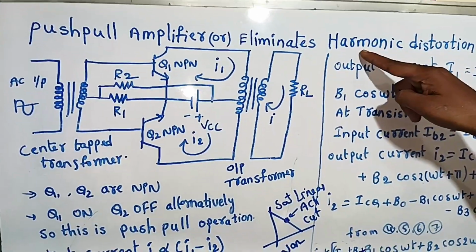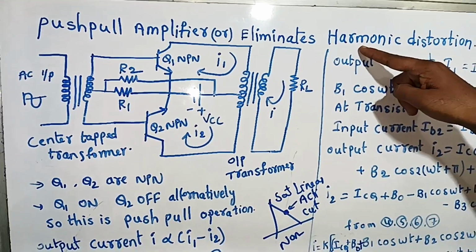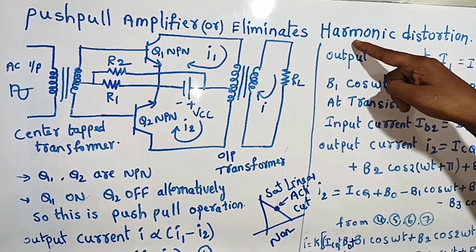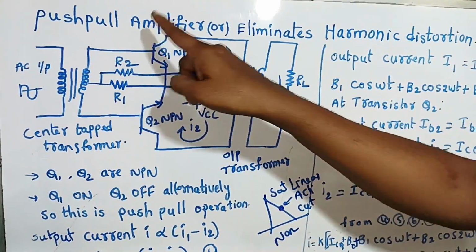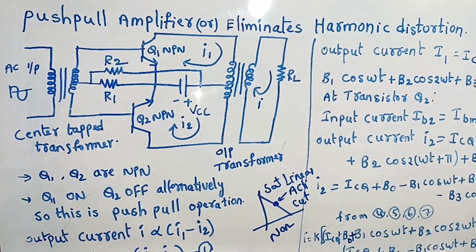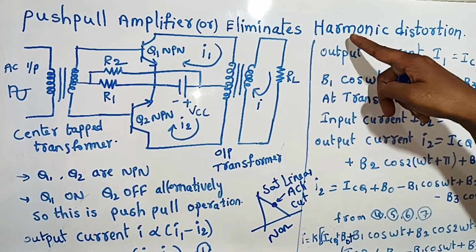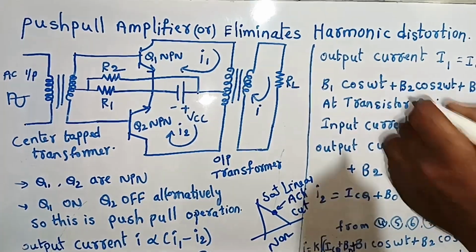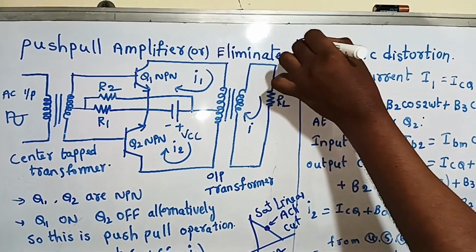So this plays a major role. That is why we discuss how it can be eliminated. The push-pull amplifier is used to eliminate the harmonic distortion, or rather the even harmonics. How does it eliminate even harmonics?